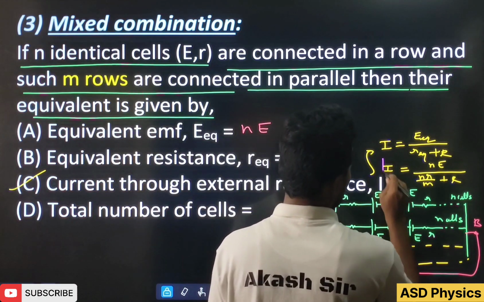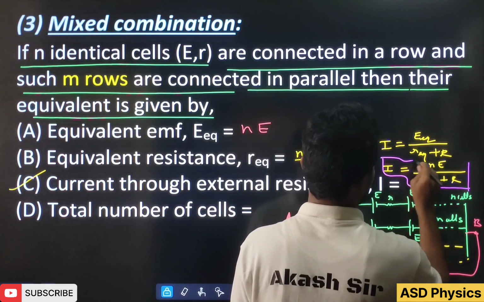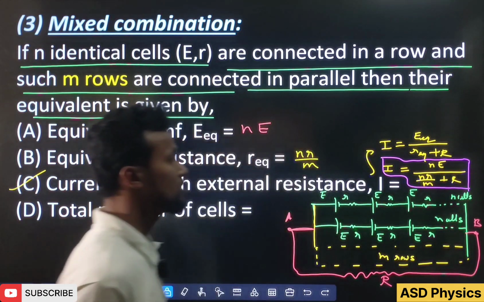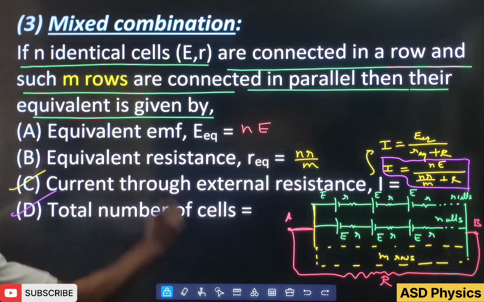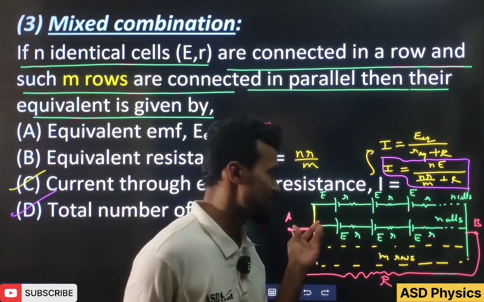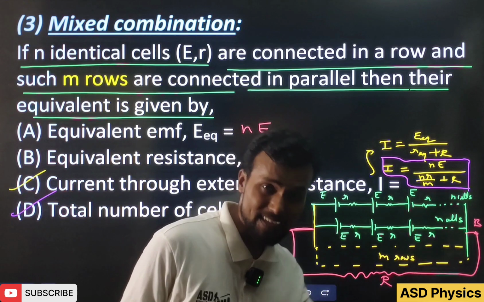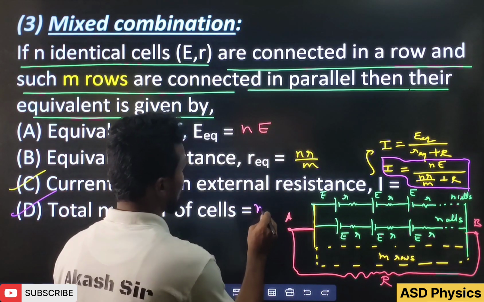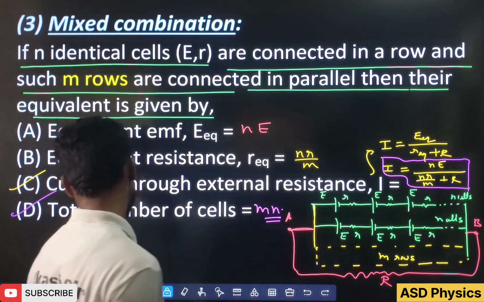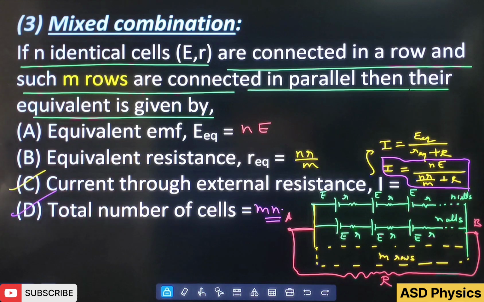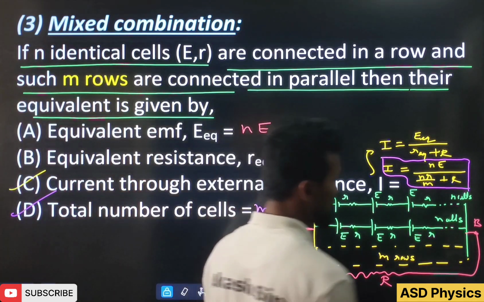Here I am writing this. I hope you have understood very well. Now, the total number of cells: here n cells, again n cells, again n cells, like that m rows are there. That means the total number of cells is how many? mn. So all these points, students, kindly remember. This mixed combination is very, very important.